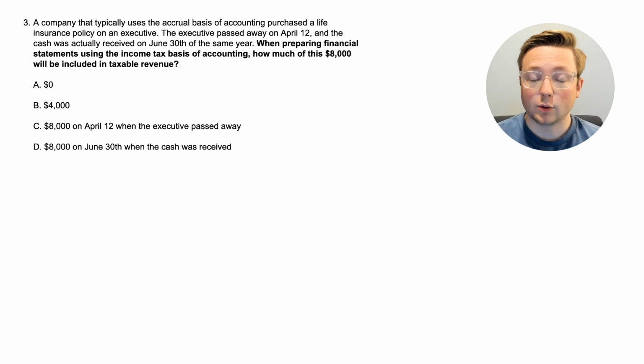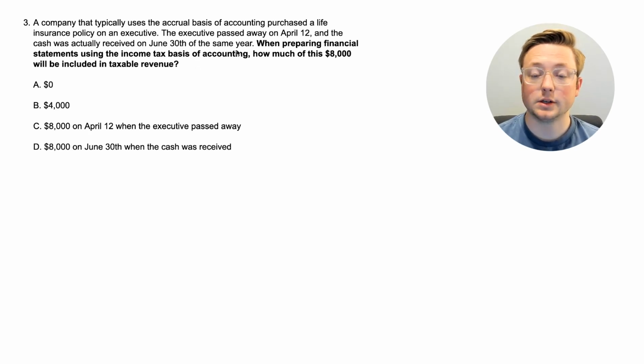All right, here we are at question 3. As always, it's a good idea to read the last part. When preparing financial statements using the income tax basis of accounting, how much of this $8,000 will be included in taxable revenue? Now, something that we just learned from the previous question, you should already know the answer to this without even reading the rest of this, but let's go ahead and read it. A company that typically uses the accrual basis of accounting purchased a life insurance policy on an executive. The executive passed away on April 12th, and the cash was actually received on June 30th of the same year.